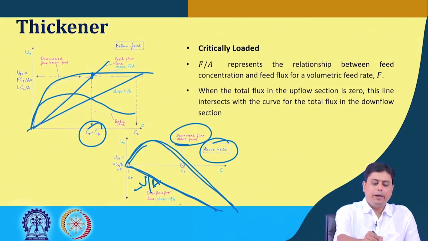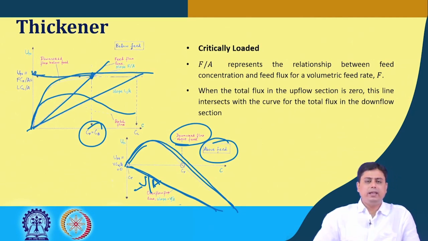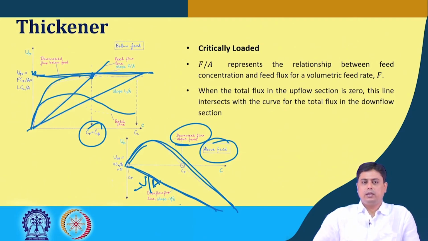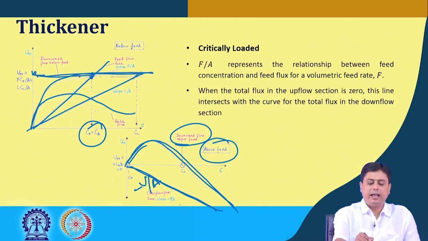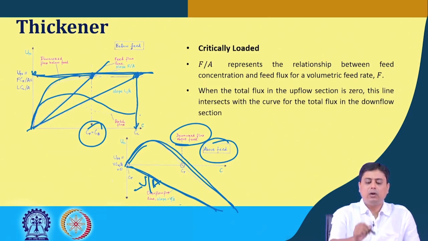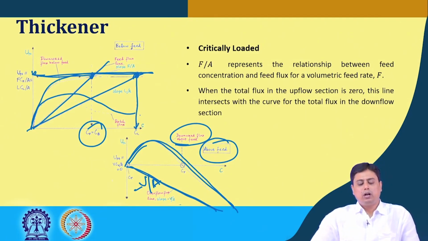Now, as I mentioned, the point intersects the y axis at a value UPS, which is the critical flux. At that critical flux, if we extrapolate this line, it intersects this L by A curve at a point, and that point indicates what our underflow concentration would be.